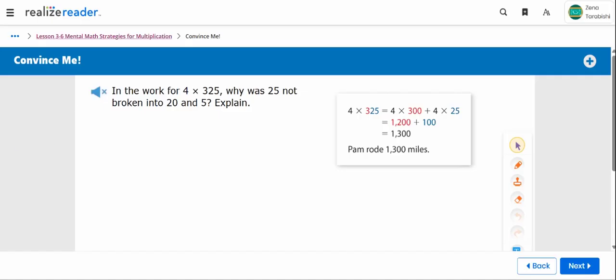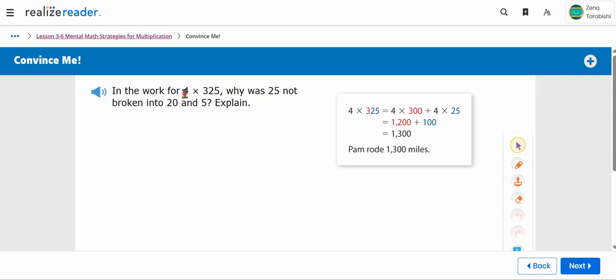In the work for 4 times 325, why was 25 not broken into 20 and 5? Explain. So looking at 4 times 25, since we know that 4 times 20 will also give us 80, and then 4 times 5, that'll give us 20 more.